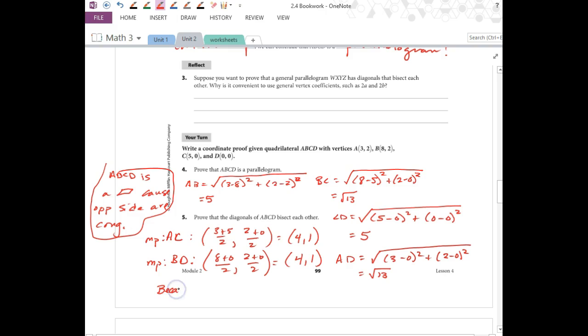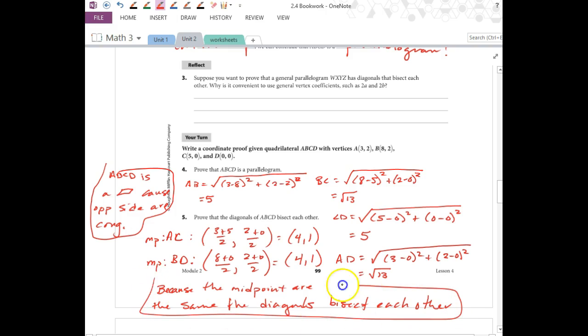What's that? Because the midpoints are the same, the diagonals bisect each other. Doing good? Yes.